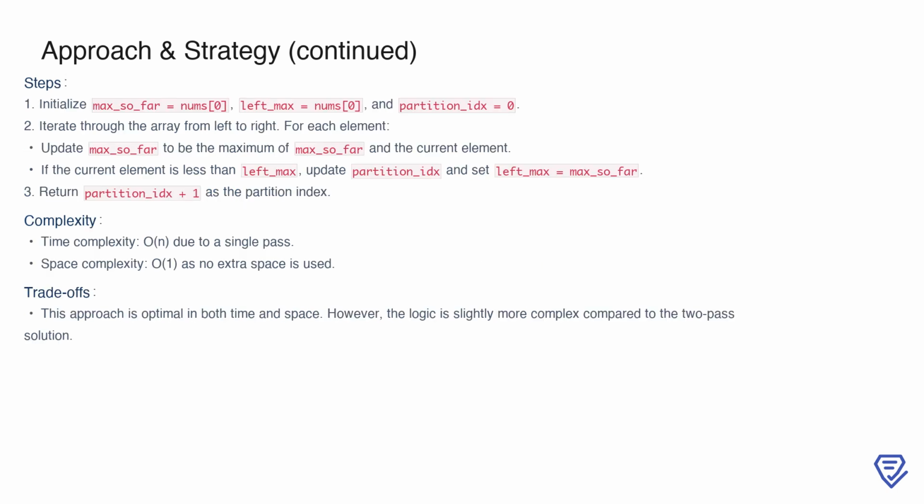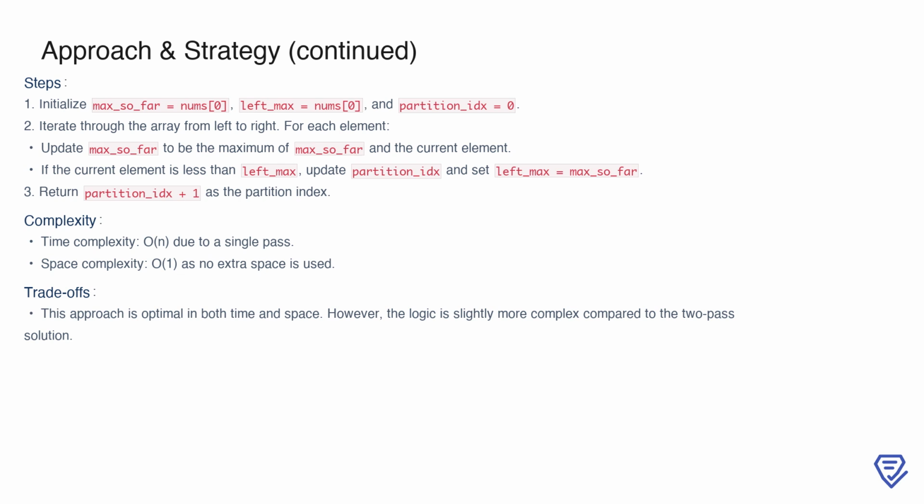To implement the single-pass solution, we initialize three variables: max_so_far set to the first element of the array, left_max also set to the first element, and the partition index set to 0. As we iterate through the array, we continuously update max_so_far to keep track of the largest value we've seen so far. When we encounter an element that is smaller than left_max, it indicates that this element cannot be part of the right partition yet, so we update the partition index to the current position and adjust left_max to the current value of max_so_far. At the end of the traversal, the partition index, offset by 1, gives us the smallest index where the array can be split.